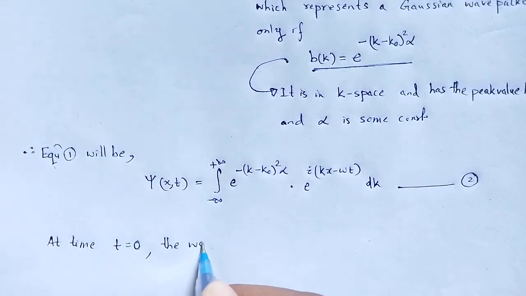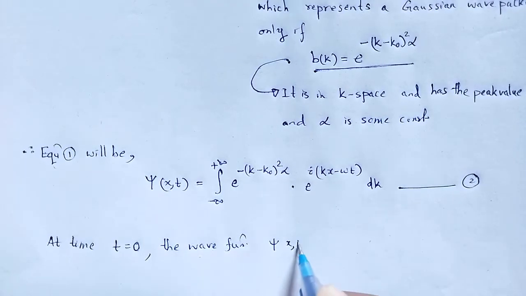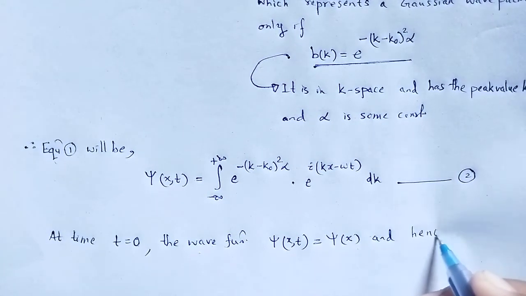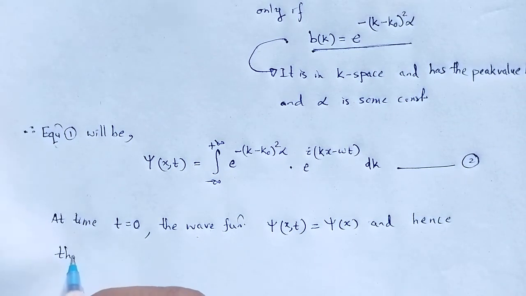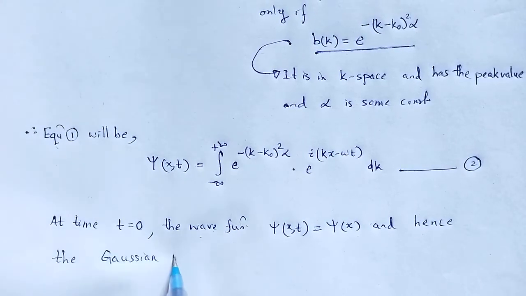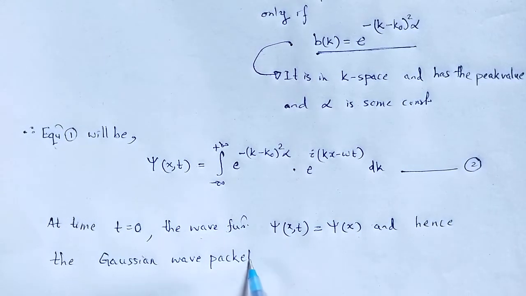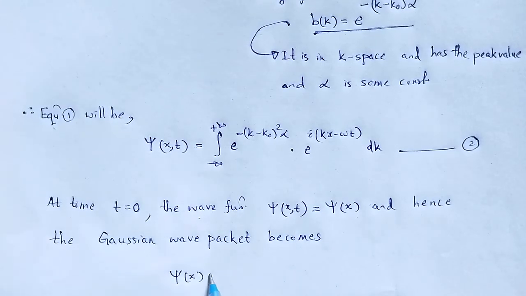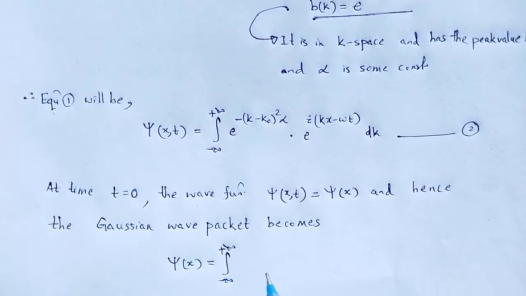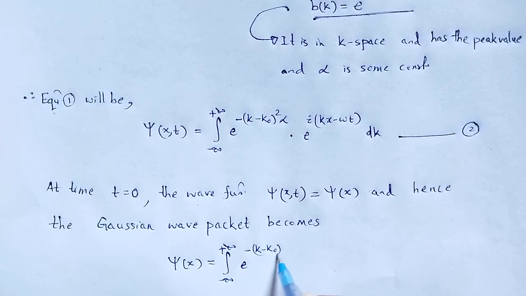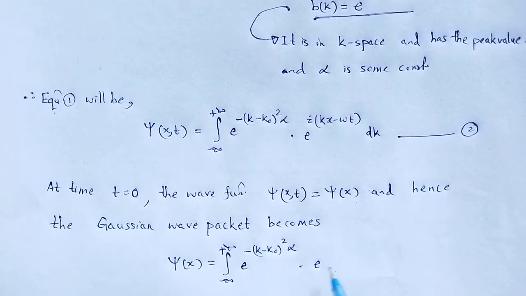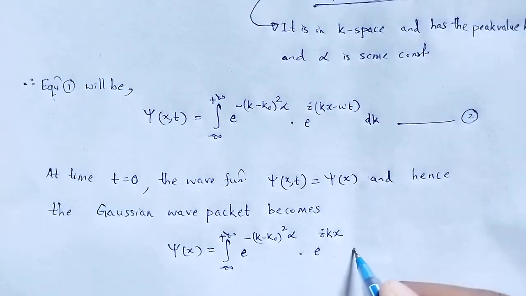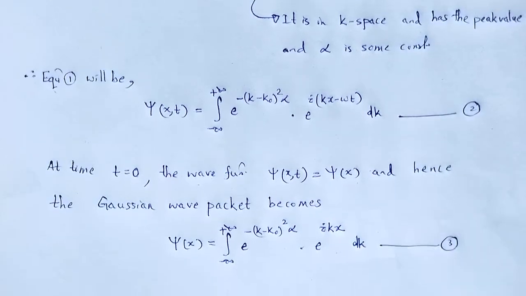The wave function psi(x,t) changes to only psi as a function of x, and hence the Gaussian wave packet becomes psi(x) equals the integral from minus infinity to plus infinity of e^(-(k - k_0)^2 alpha) e^(ikx) dk, since t equals 0. That is equation number 3.